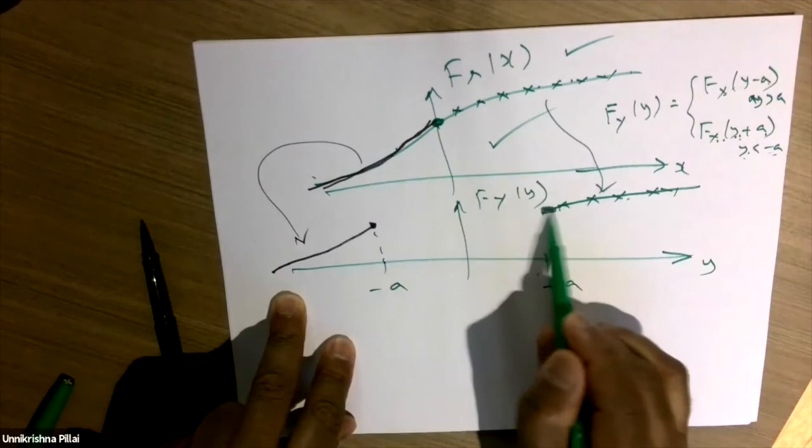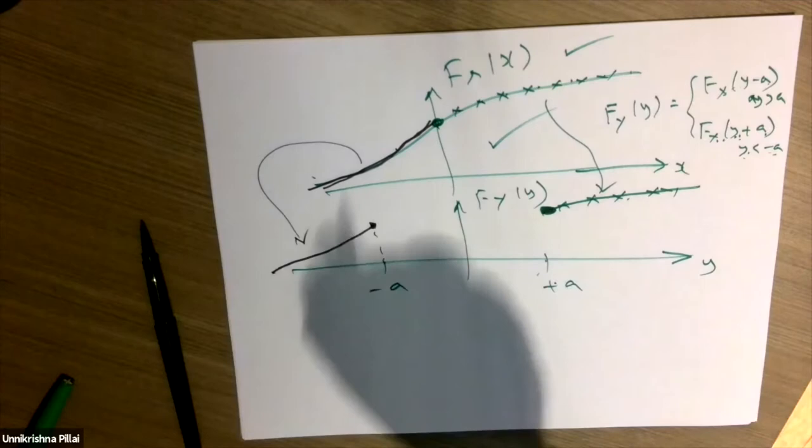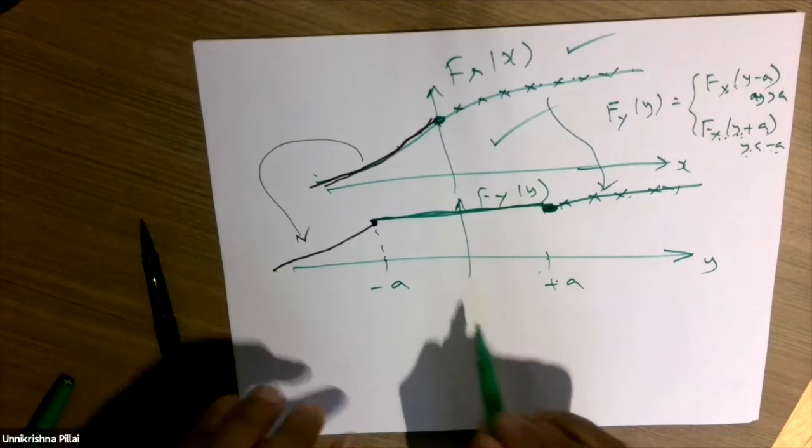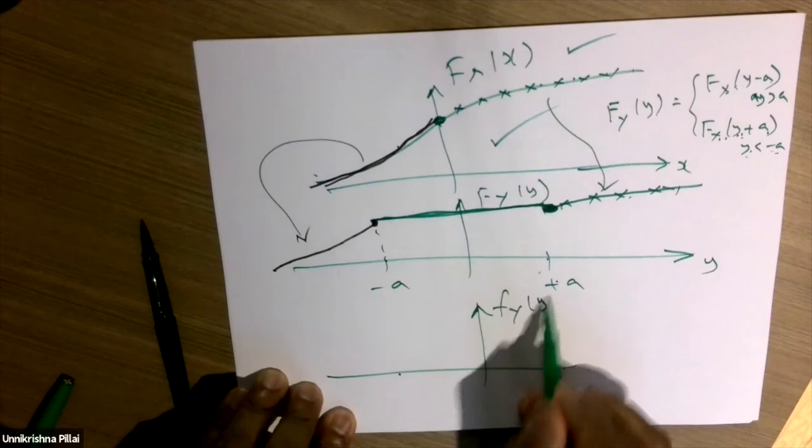But if you look at this value, this is F_X(0), this is F_X(0). Now look at the properties of a distribution function. It cannot go down, so this function has to join, at the same height. So that's the distribution function F_Y(y). Its derivative will be the density function. Derivative of a constant is zero, so f_Y(y) is easy to write.